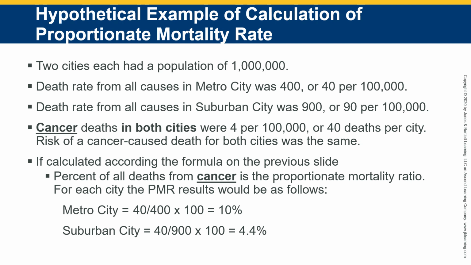If calculated according to the formula on the previous slide that we saw, the percent of all deaths from cancer is the proportionate mortality ratio. So for each city, the PMR results would be as follows. The metro city, 40 divided by 400 times 100 equals 10%. In the suburban city, it's 4.4%. So the overall cancer rates between the metro and suburban city, the suburban city has a lower proportionate rate.